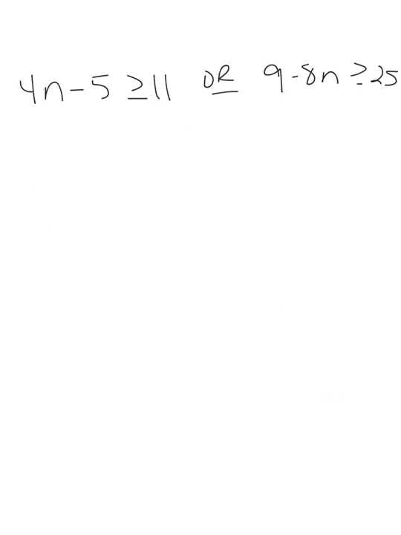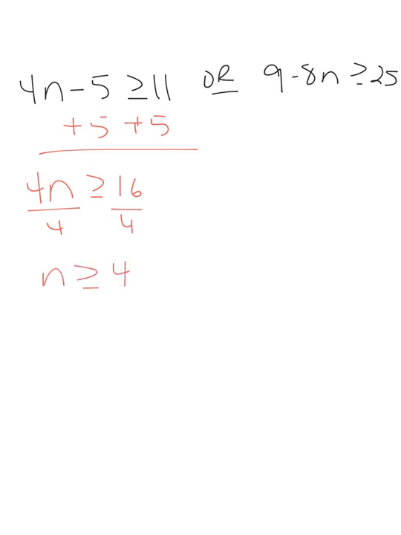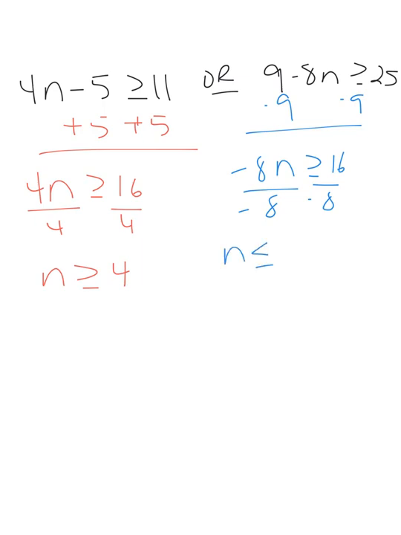Last practice problem, we're going to add 5 to both sides. You have 4n is greater than or equal to 16. Divide by 4. n is greater than or equal to 4. Subtract 9. And we have negative 8n is greater than or equal to 16. Divide by negative 8. Flip that sign. n is less than or equal to negative 2.